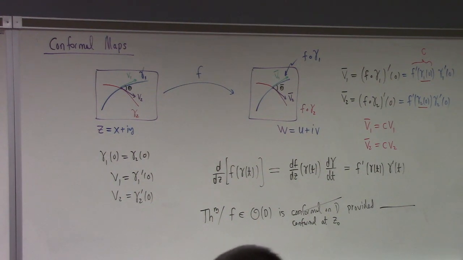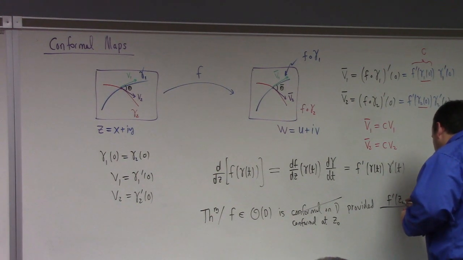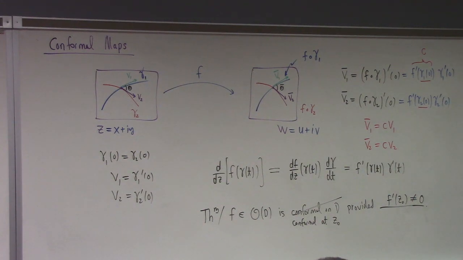Yeah? If we multiply by 0, wouldn't it have no angle? There we go. It's 0. We need that f prime of z naught is not equal to 0. That's it. That's the thing. That's where it breaks down. If we multiply by 0, all bets are off.